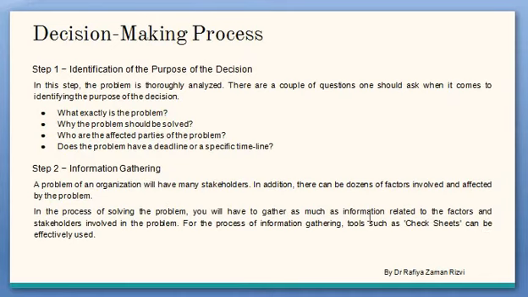Now, check sheets mean sort of a checklist where you create a list of the things that need to be done in order to analyze the problem or to solve the problem. One by one we keep on checking it as we move on to solving the problem. So information gathering refers to gathering all the information that we need in order to solve the problem.